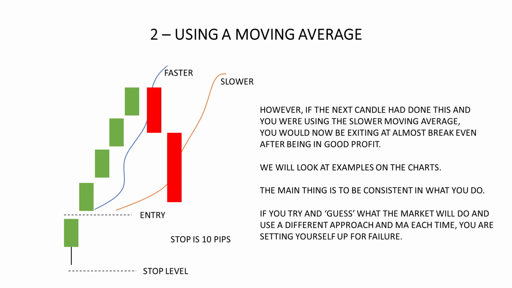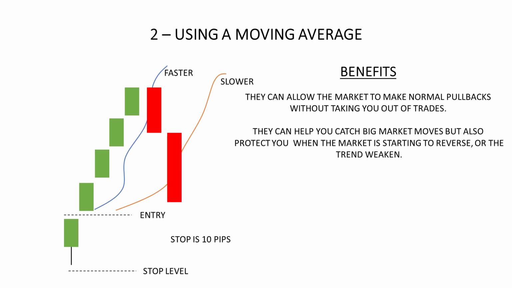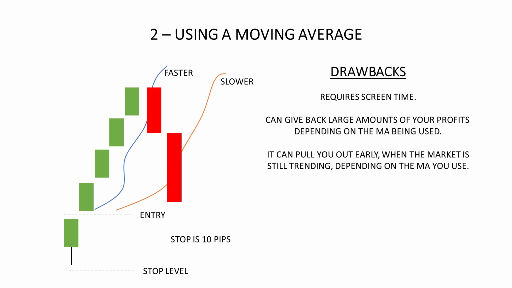The main thing is to be consistent in what you do. If you try and guess what the market will do and use a different approach and moving average each time, you are setting yourself up for failure. What are the benefits of using moving averages? They can allow the market to make normal pullbacks without taking you out of trades. They can help you catch big market moves, but also protect you when the market is starting to reverse or the trend weaken. Some drawbacks would be, it requires screen time, since you are watching the moving averages for signs.